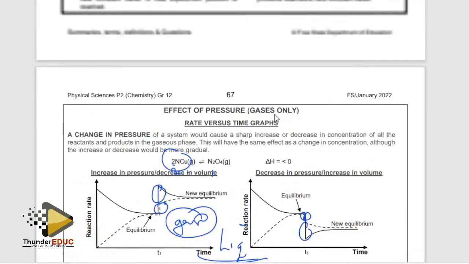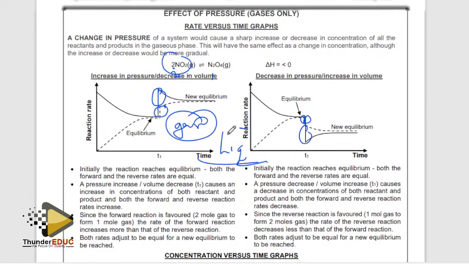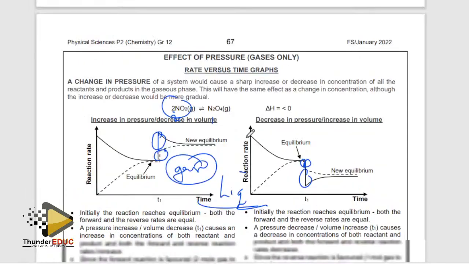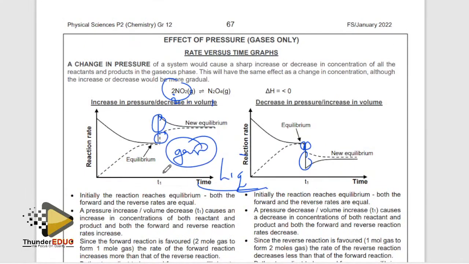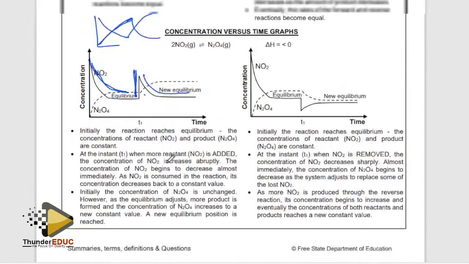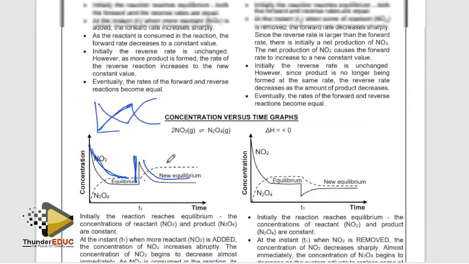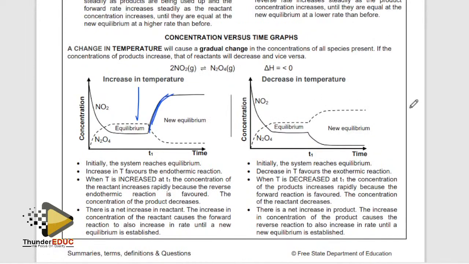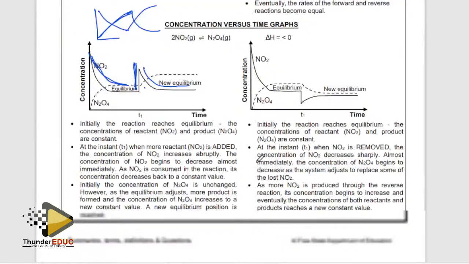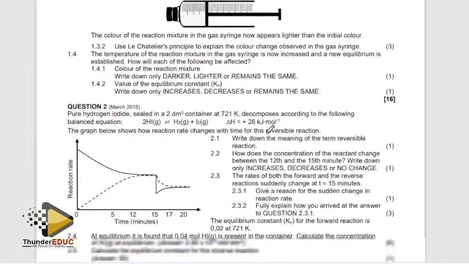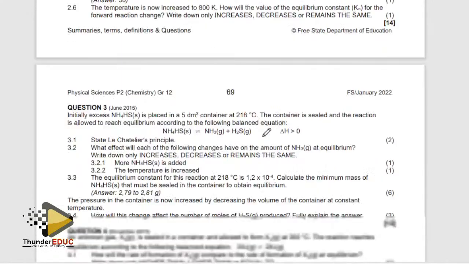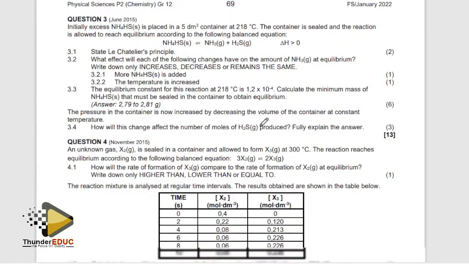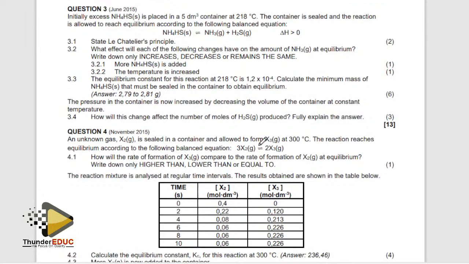Then concentration, one is spiking, then the other one is gradual, and then temperature, both of them are gradual. You see? So please, you need to know that before you go to the paper, because if you go to the paper without knowing, then it might affect you. So that is the first thing you need to understand. The second thing is reactions.